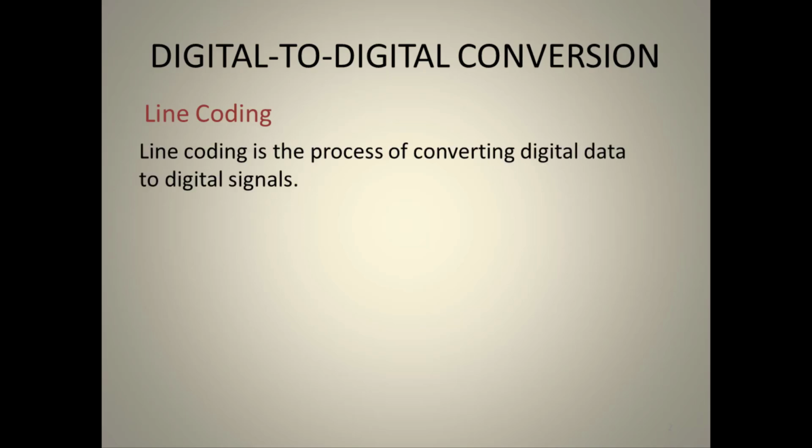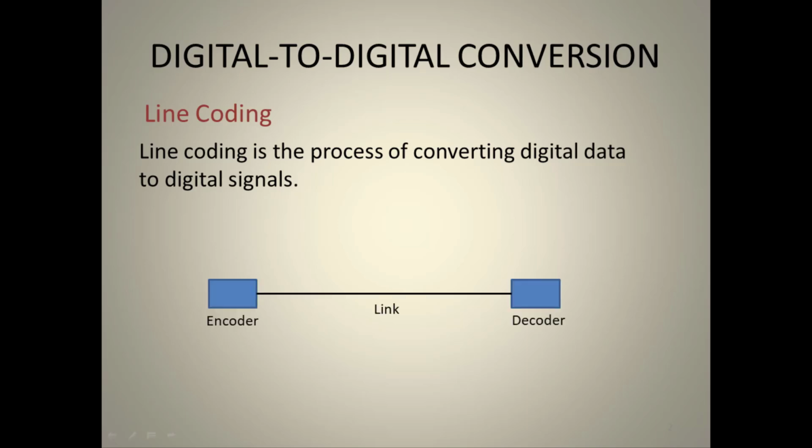So what is line coding? Line coding is the process of converting digital data to digital signals. We have data in our systems, in any of the machines, and we want to transfer the data from one host to another host. If the data is in a digital format, we need to convert it to digital signals before transmitting.